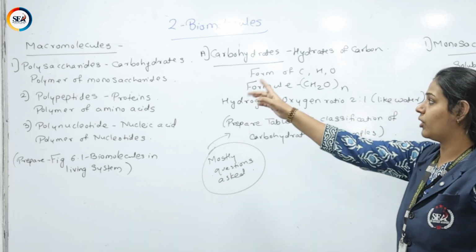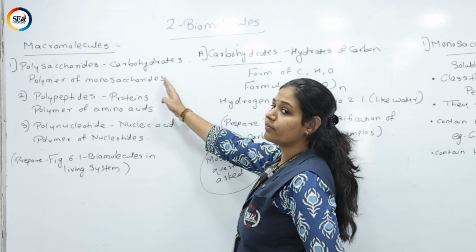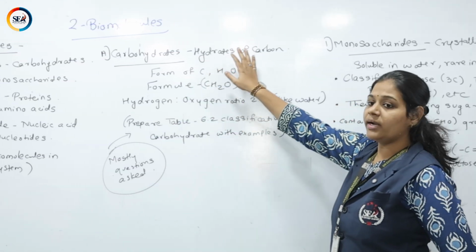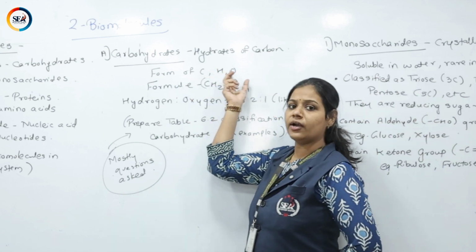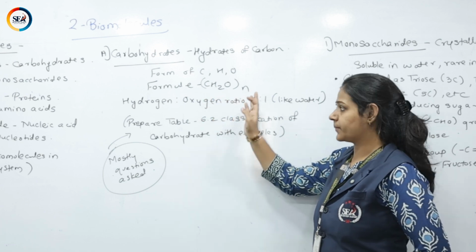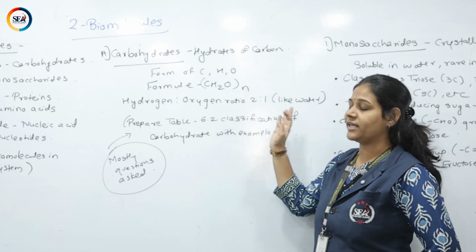Next is the carbohydrates. First, we are going to study about carbohydrates. What are carbohydrates? Already we have seen they are polymer of monosaccharides. Monosaccharides means simple sugars. Carbohydrates are hydrates of carbon. They are formed of carbon, hydrogen and oxygen. Molecular formula of carbohydrate is CH2O n. Hydrogen and oxygen ratio is same as that of water, that is 2:1.